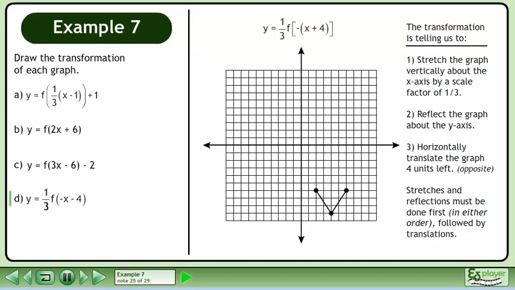The transformation is telling us to 1. Stretch the graph vertically about the x-axis by a scale factor of 1 over 3, 2. Reflect the graph about the y-axis, and 3. Horizontally translate the graph 4 units left. Stretches and reflections must be done first, in either order, followed by translations.